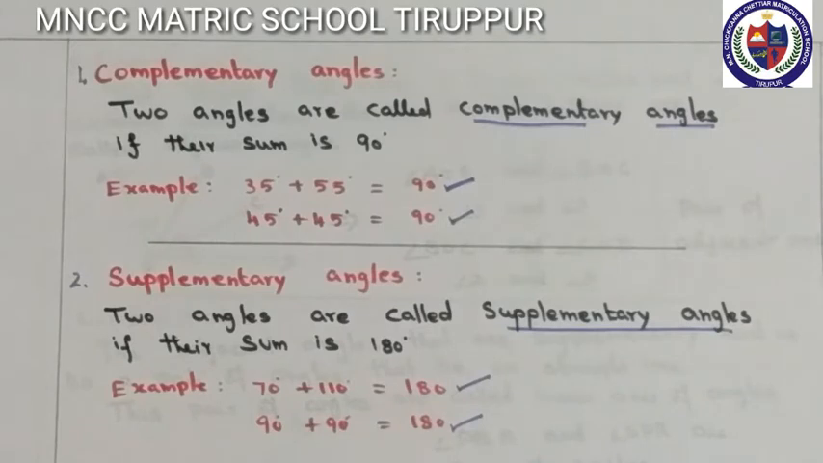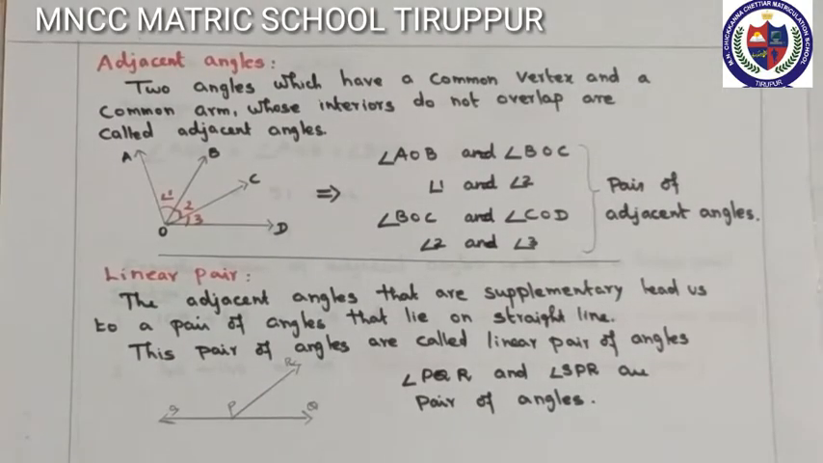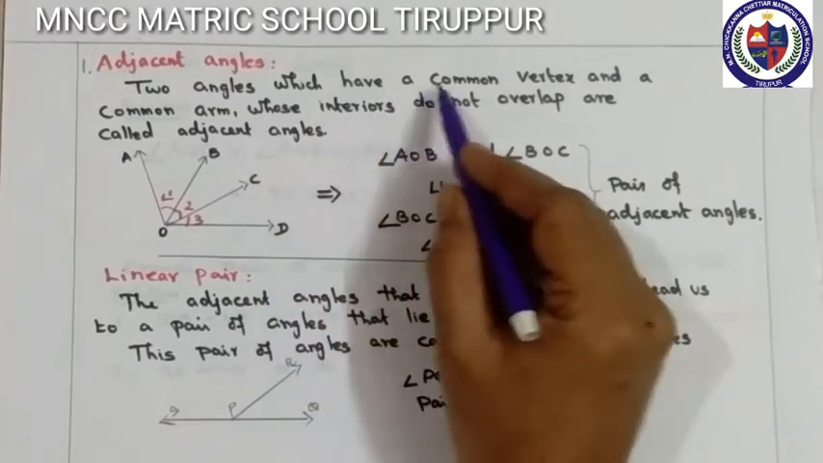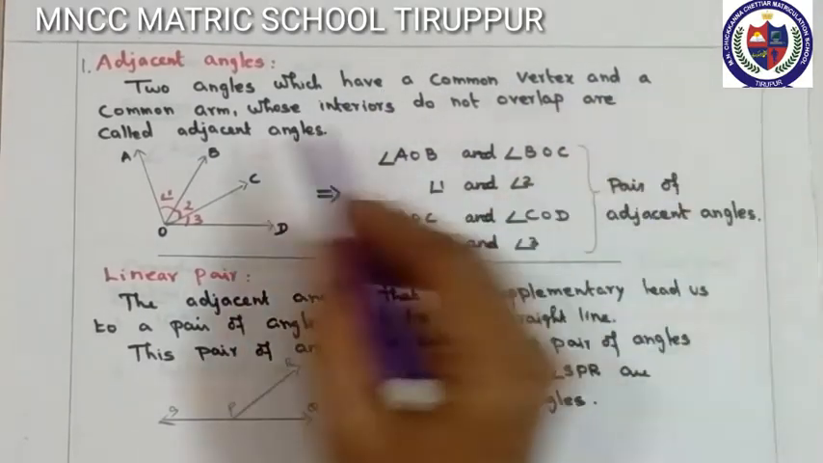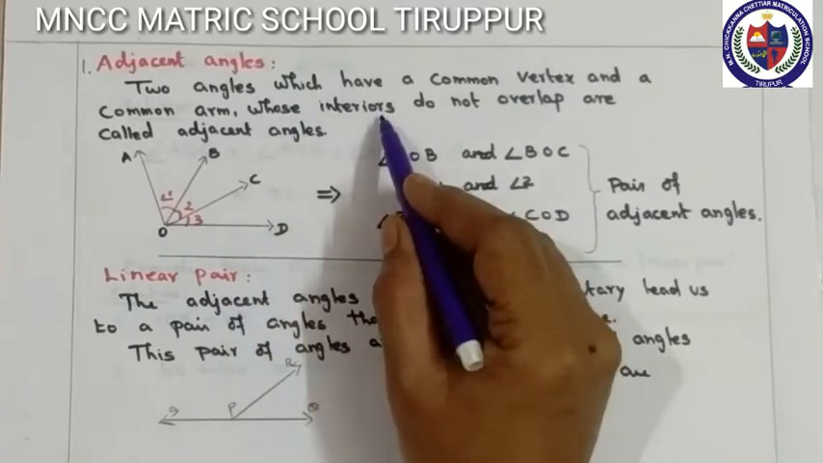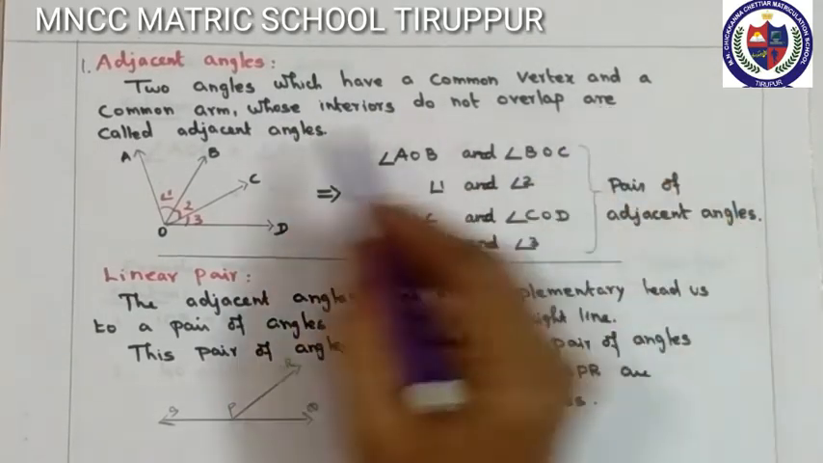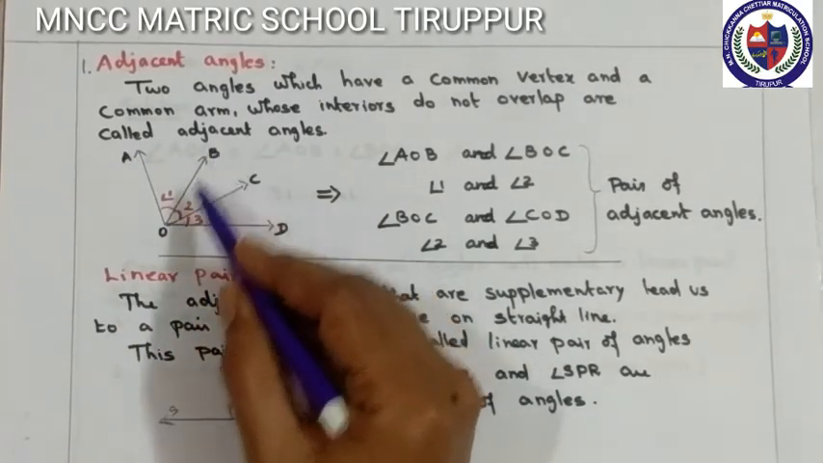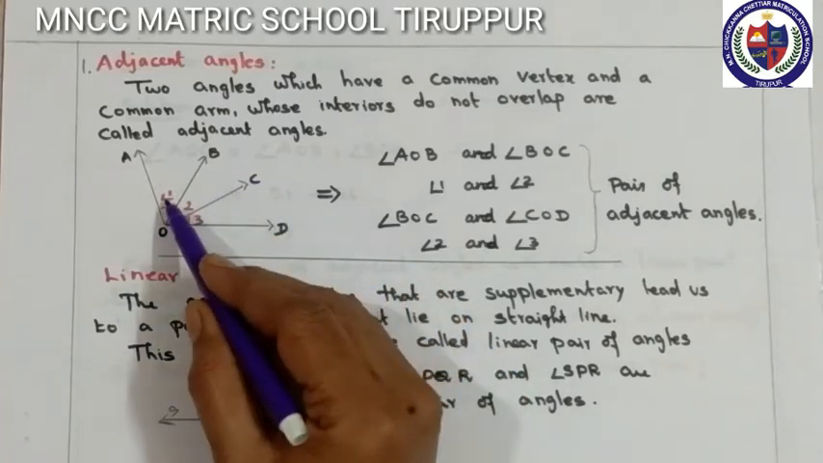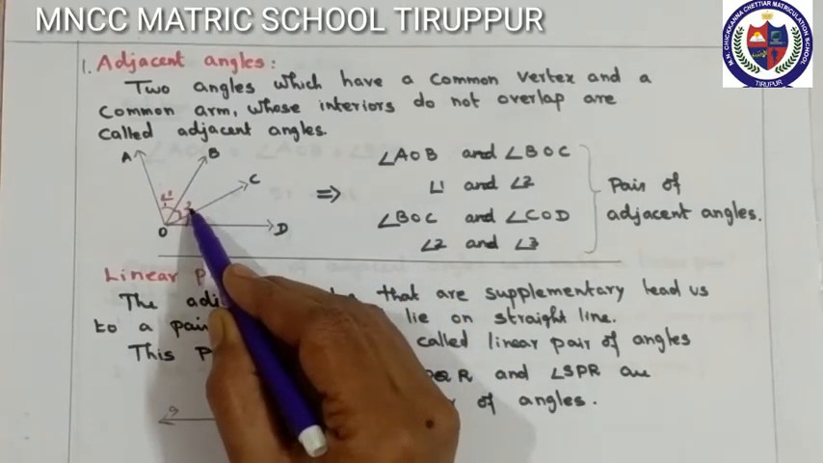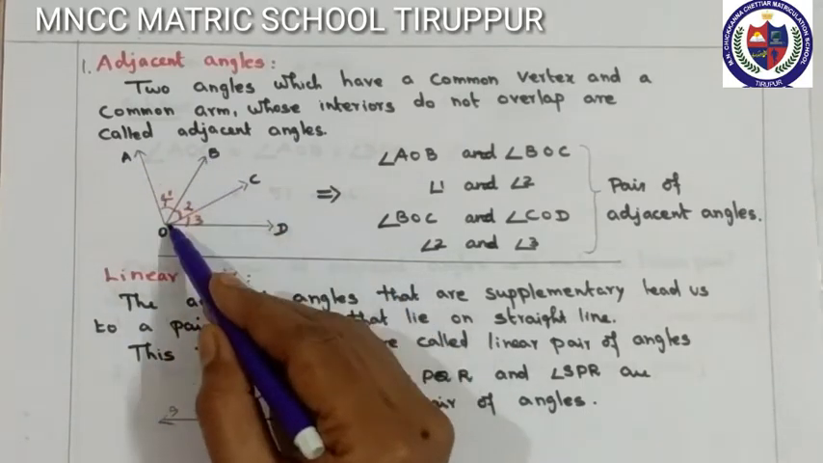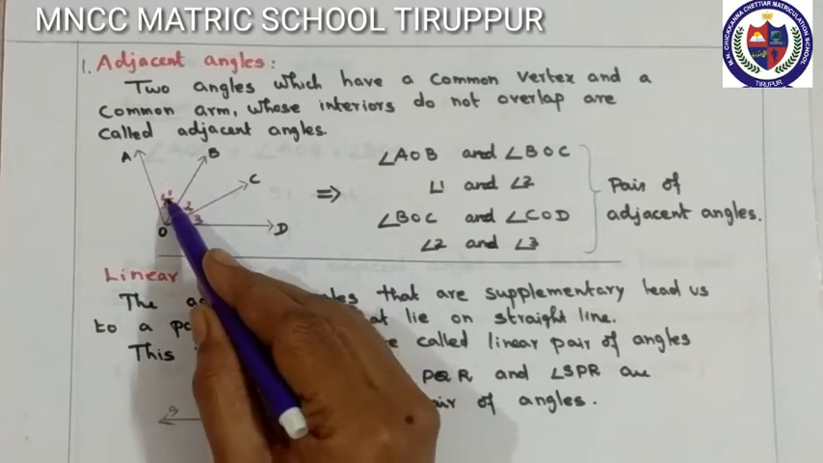Okay. Next topic, adjacent angles and linear pair. First one, adjacent angles. Two angles which have a common vertex and a common arm, whose interiors do not overlap, are called adjacent angles. Listen here. AOB and BOC, there are two angles, angle 1 and angle 2. So angles 1 and 2 are adjacent angles.